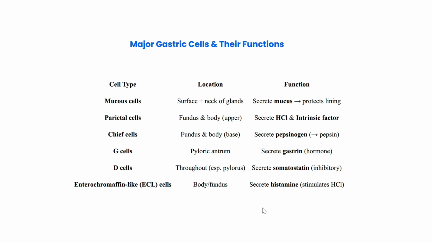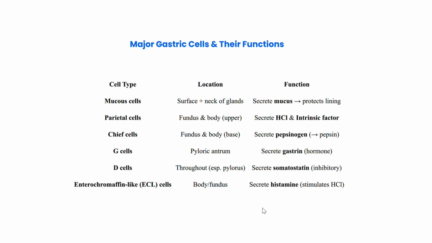Parietal cells, located in the upper part of the gland, in the body and fundus, have two important roles. They secrete hydrochloric acid or HCl, which helps digest food and kill microbes. They also release intrinsic factor, essential for vitamin B12 absorption in the ileum. Chief cells are located deeper in the glands. They secrete pepsinogen, an inactive enzyme that gets converted to pepsin in acidic conditions to digest proteins.